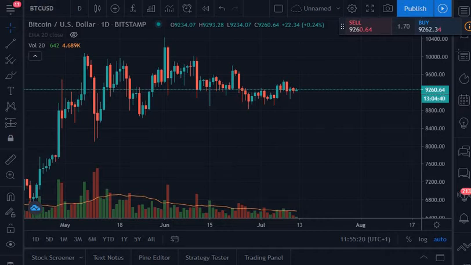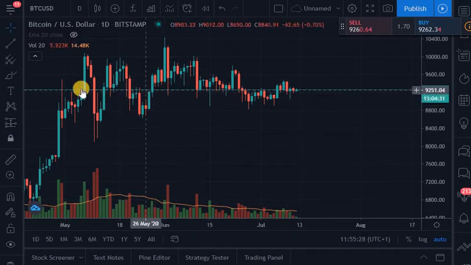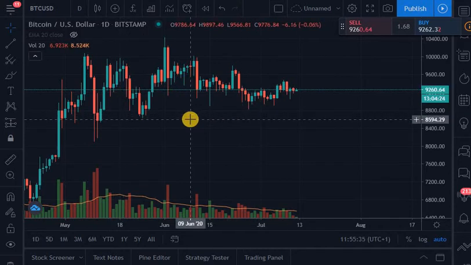Bitcoin price. Now let's jump right in. As you can see, this is the Bitcoin US dollar price chart, and I'm on the 1 day time frame. Now let me show you the patterns that are forming right now in the price chart.